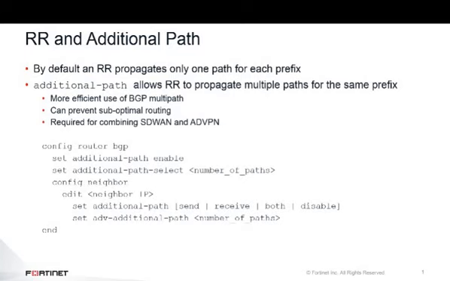In those ADVPN and SD-WAN scenarios, it is common to have multiple redundant IPsec tunnels between two locations. BGP Additional Path enables the ADVPN hub to dynamically propagate all the redundant paths to each remote location through BGP.